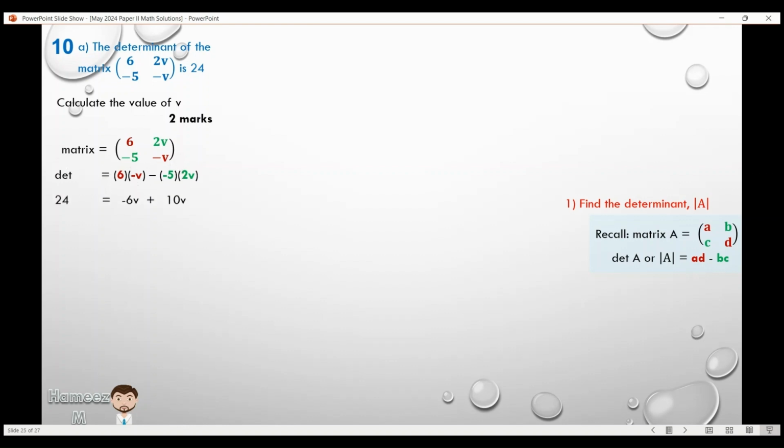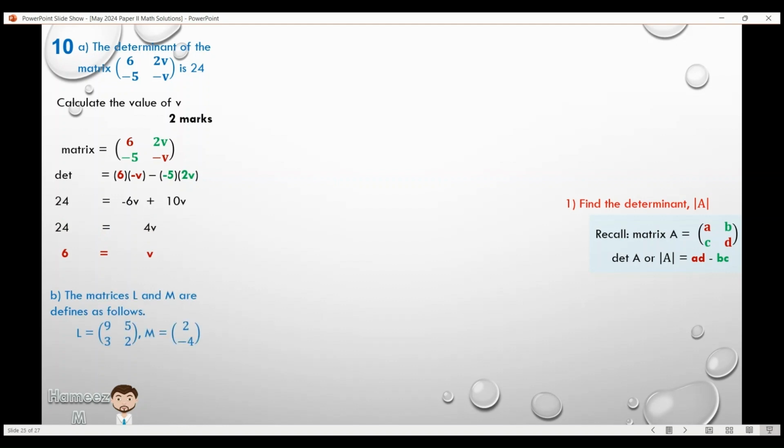24 is equal to minus 6v minus 5 times 2 is 10, so plus 10v. And we can solve. Minus 6v plus 10v tells us that 24 is equal to 4v. So v is equal to 24 over 4, which is 6. So we've calculated the value of v. Let's now go on to part B.